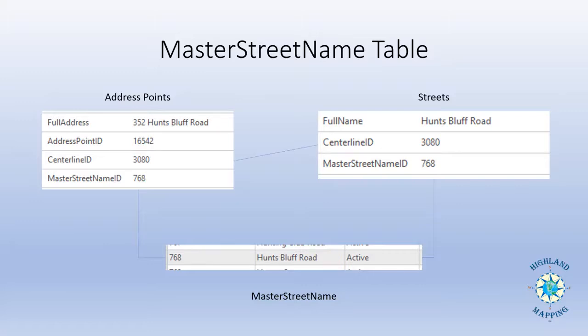Address points and streets are also related so that if a street name changes, both the address point and the street can be updated without having to edit each individual address point.